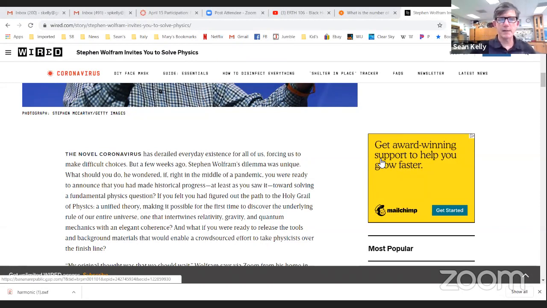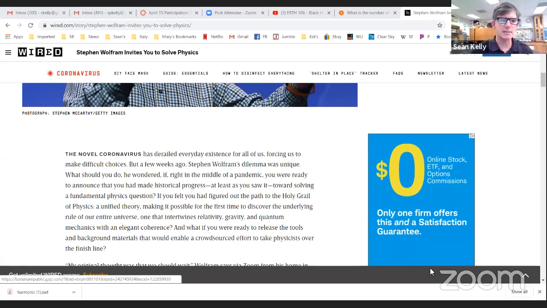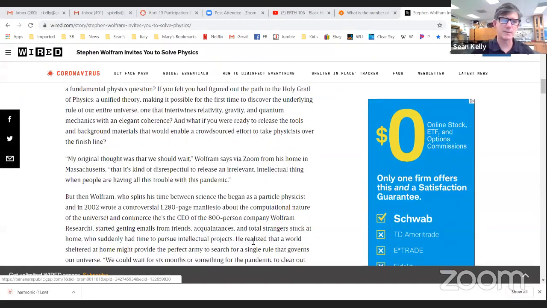If you felt you had figured out the path to the holy grail of physics, a unified theory making it possible for the first time to discover the underlying rule of our entire universe, one that intertwines relativity, gravity, and quantum mechanics with an elegant coherence, great word. But what if you were ready to release the tools and background materials that would enable a crowdsourced effort to take physicists over the finish line? Okay, so this is supposed to be a teaser.